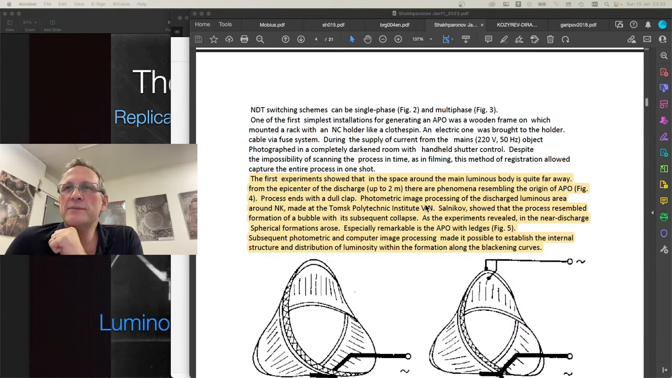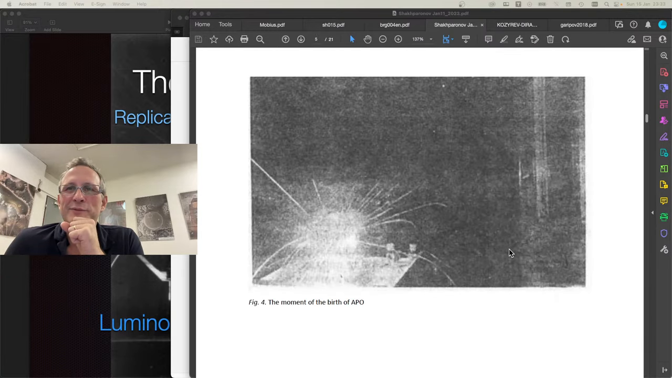Okay, so photometric imaging processing of the discharge luminous area around it made at Tomsk Polytechnic Institute by Salnikov showed that the process resembled formation of a bubble with its subsequent collapse. As the experiments revealed, in the near discharge, spherical formations arose. So a bubble with its subsequent collapse. This would be fantastic to be able to capture on high speed, high fidelity film. Especially remarkable is that the EVO with ledges. Subsequent photometric and computer image processing made it possible to establish the internal structure and distribution of luminosity within the formation along the blackening curves. Oh, it's just terrible translation, sorry.